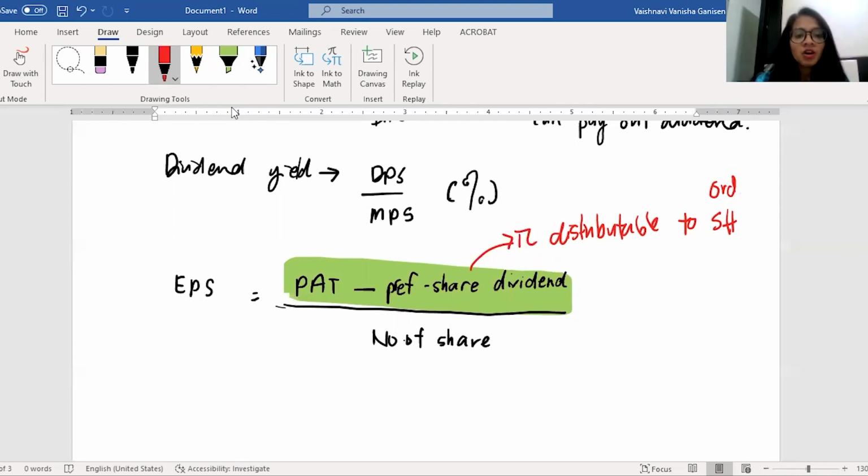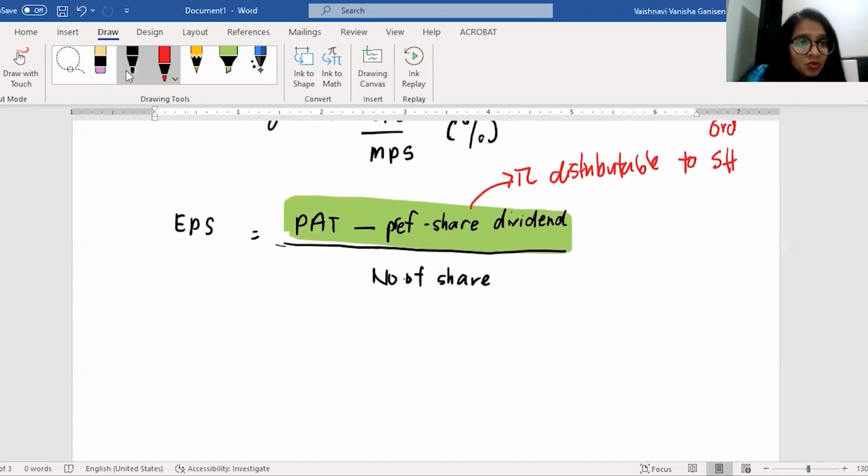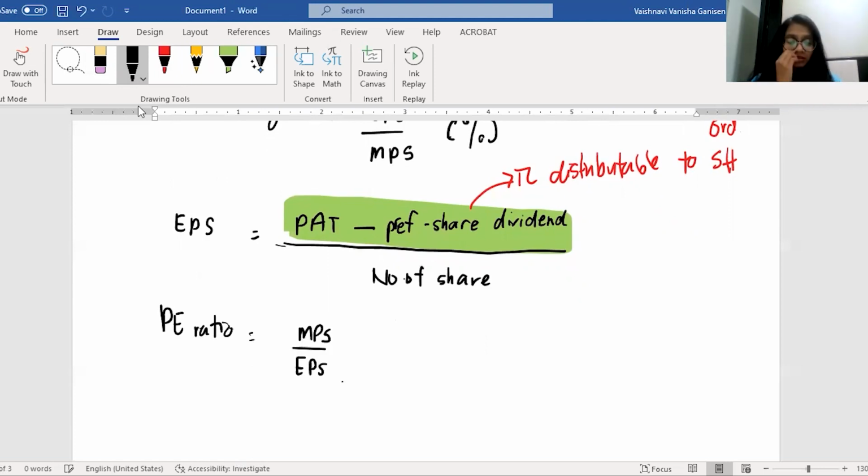All right, now moving on, the final one that you have would be the price earning ratio. So for the price earning ratio, the formula will be, PE ratio equals market price per share over earnings per share. Now, what does this ratio mean, or what will this ratio indicate? The higher the PE ratio, it means that the company's future prospect is better.